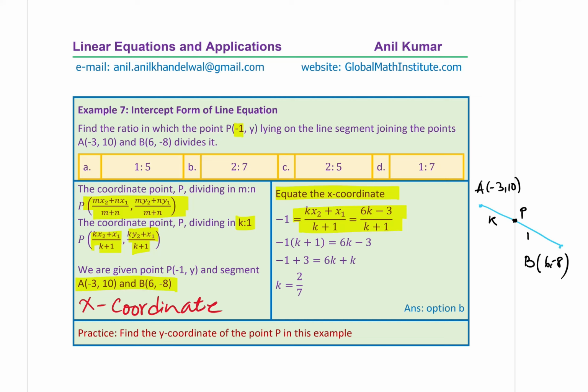Right. So we just took the x coordinate value, which is (kx2 + x1) divided by (k + 1), and substituted what is known to us. We have found the value of k. You get the idea. The known thing is minus 1, the x coordinate value. So that gives us the value of k, and k is 2 over 7. That really means this is 2 and that is 7.